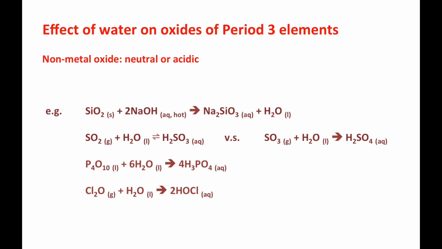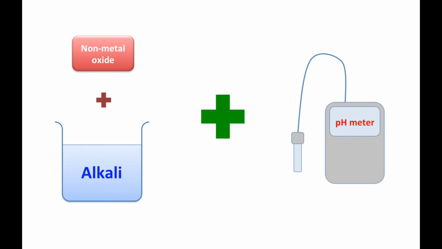Here shows, and everyone should memorize the equation, a very special example, silicon dioxide. It reacts with hot sodium hydroxide. And once again, it shows its acidic properties because it can react with alkali with a drop in pH value. And this is the end of this section.